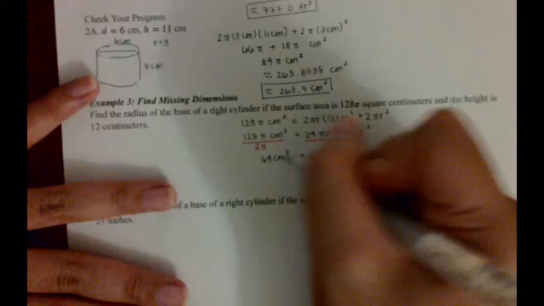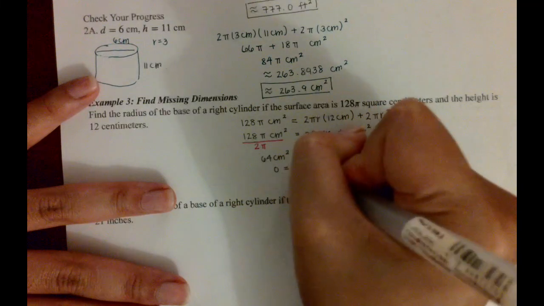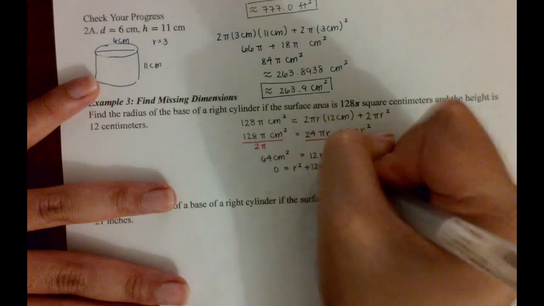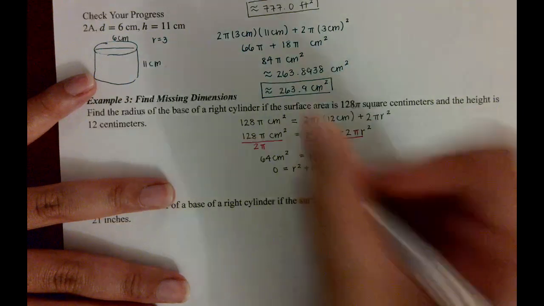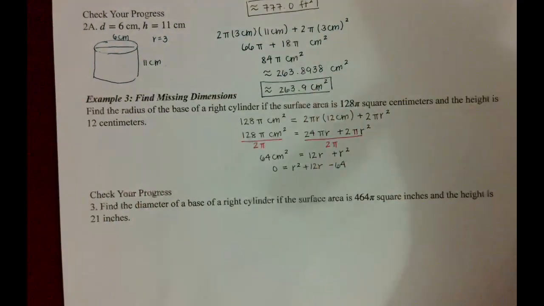Then I'm going to solve this. It's a quadratic, so I'm going to move everything to the same side, r squared plus 12r. I just rearranged these. I can do that because of the commutative property. And then subtract 64. Right now, because the centimeters might be confusing, let's leave that out.